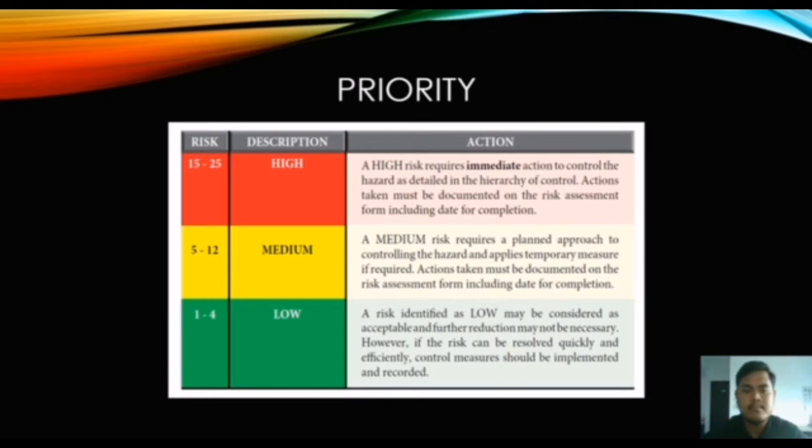The description is medium. For the action, a medium risk requires a planned approach to controlling the hazard and applies temporary measures if required. Actions taken must be documented on the risk assessment form including date for completion. Okay, lastly is 1 to 4. The description is low. For the action, a risk identified as low may be considered as acceptable and further reduction may not be necessary. However, if the risk can be resolved quickly and efficiently, control measures should be implemented and recorded.